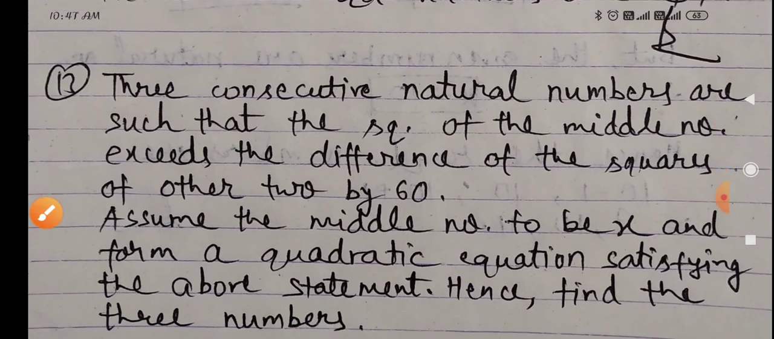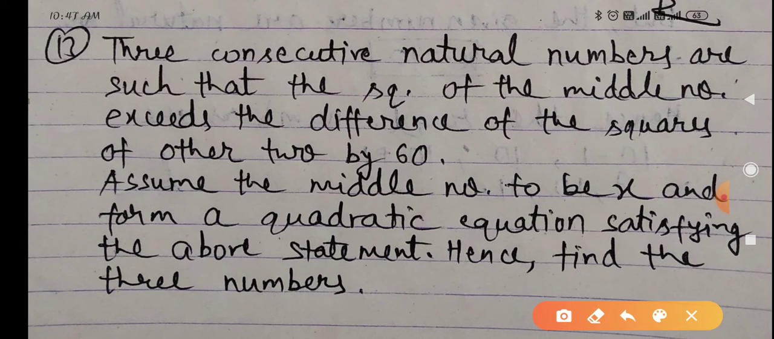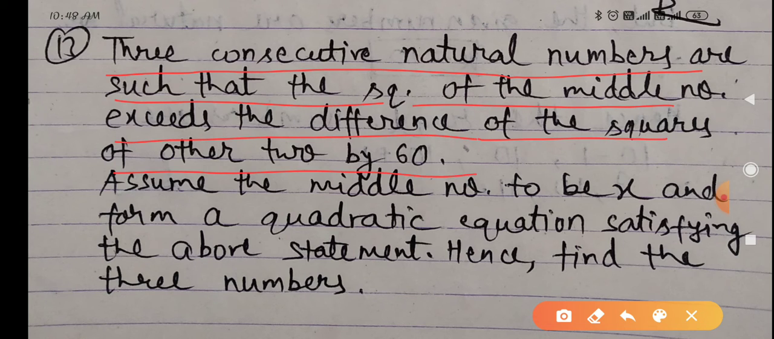Now one more question you see, 13th question. Three consecutive natural numbers are given, such that the square of middle number exceeds the difference of squares of other two by 60. Condition is given, square of middle number, exceed means minus sign, square of middle number minus the difference of squares of other two numbers is equal to 60. By 60 means is equal to 60.